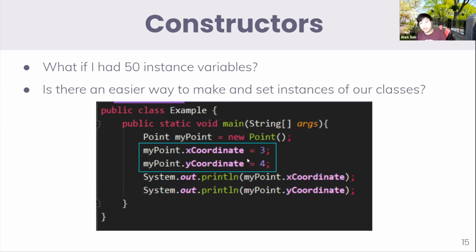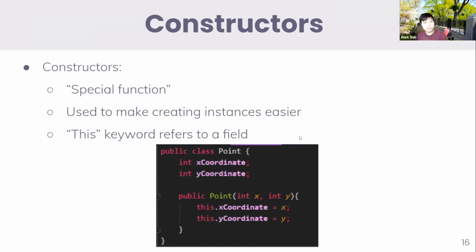This is very annoying then, right? Where I have to go through and set each one individually. There has to be a better way to do this. So there's this thing called a constructor. Funny enough, it's for constructing the thing, right? So that's a very good name. It's like a special built-in function.